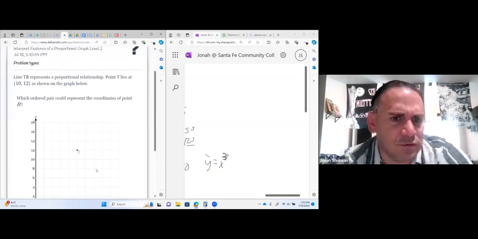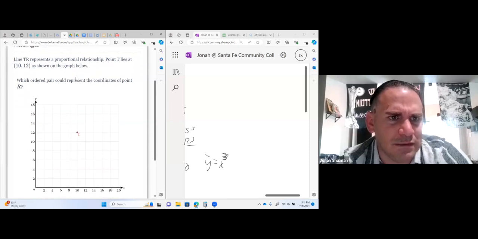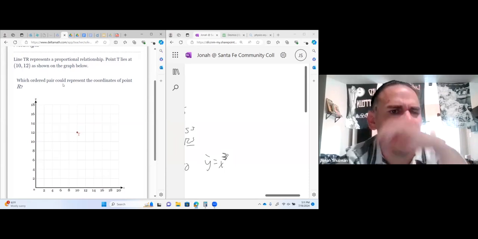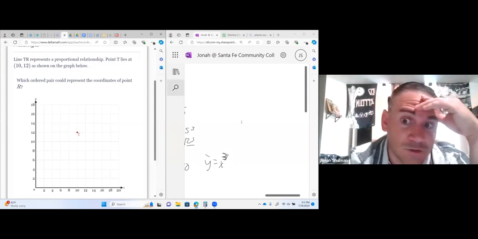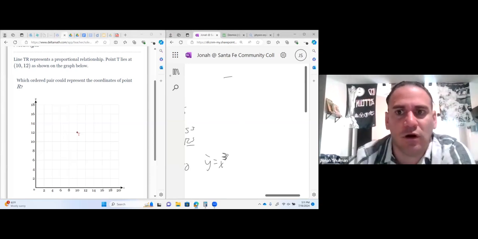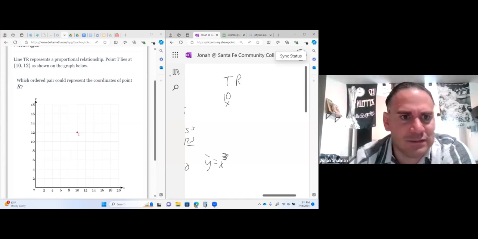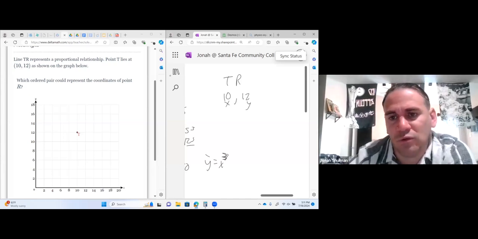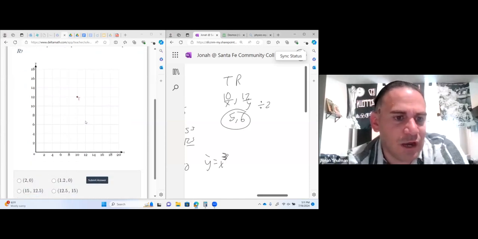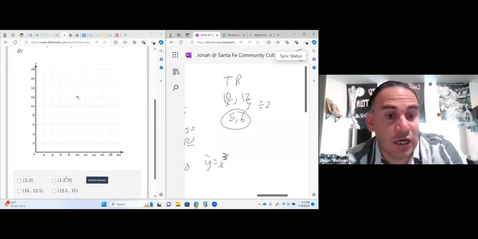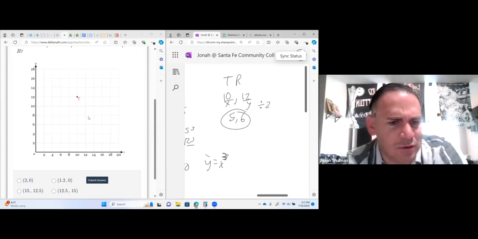All right, second level. Line TR represents the proportional relationship. Point T lies at 10, 12. Which ordered pair could represent a point for R? So basically, they're telling me I have this TR, and it's in a proportional relationship. So I have 10 for X and 12 for Y. A good way I can think about it is we just divide this by 2 because they're both even. I believe 5, 6 will work for me. That is not a choice.